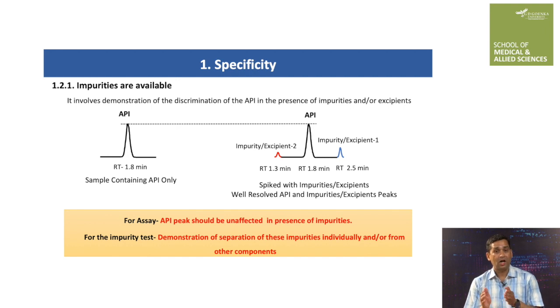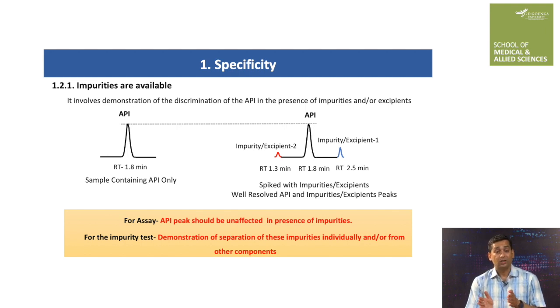In this slide, I will explain how we can show specificity of an analytical method when impurities are known and available. In this case, differences in the responses of the analytical instrument for an API in the presence of impurities and/or excipients are demonstrated. I can explain this by taking the example of HPLC as an analytical method.